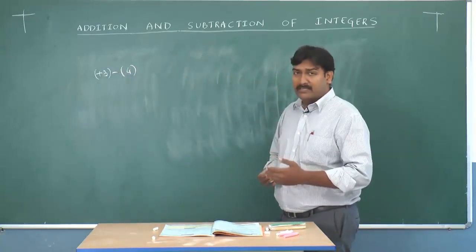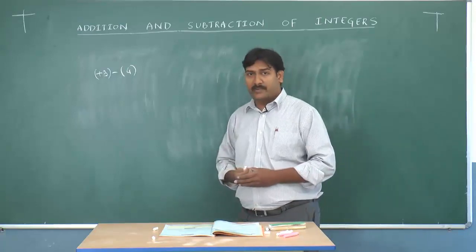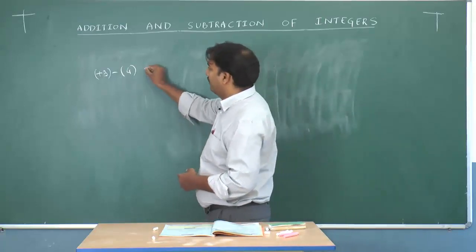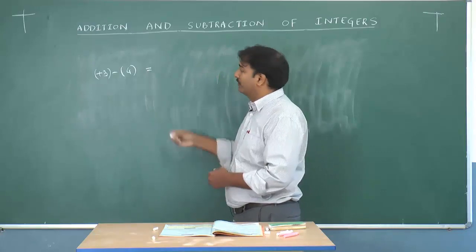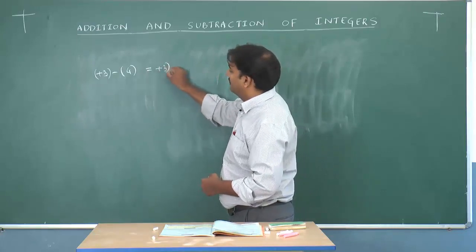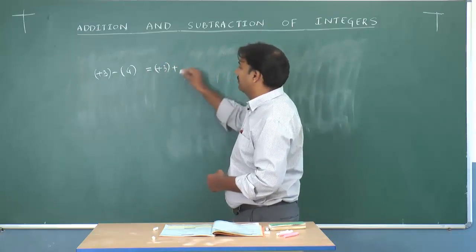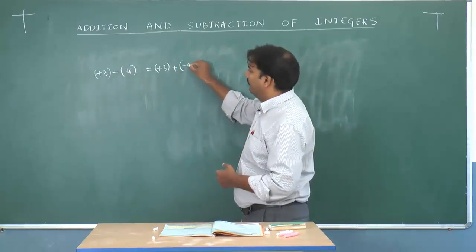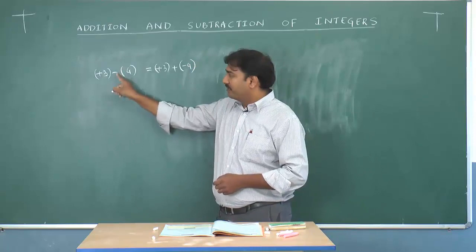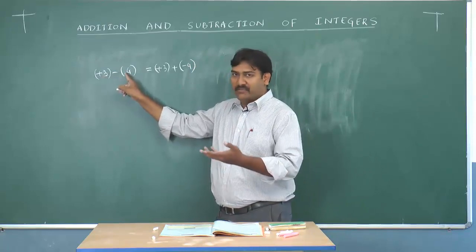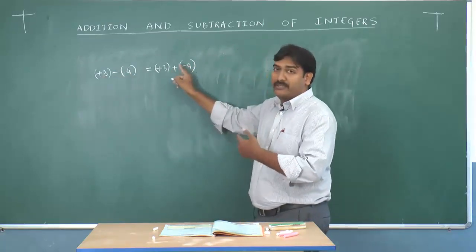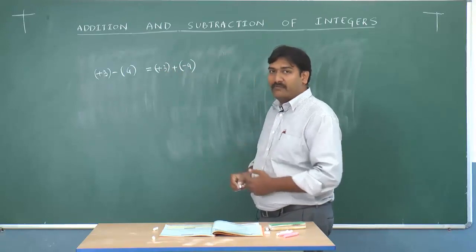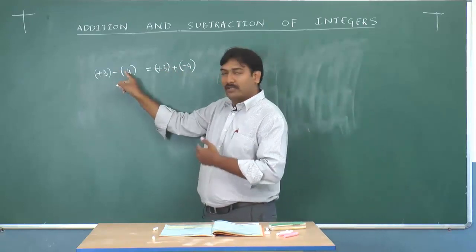So if I want to take the subtraction or difference of the two numbers plus 3 and minus 4, this can be turned into an addition. How? This can be written as plus 3 plus, with this minus sign assigned to 4. That means it can be written as minus 4. So the difference of two integers can be transformed into the sum of the two integers. So be careful when you are moving the minus sign to the number inside.